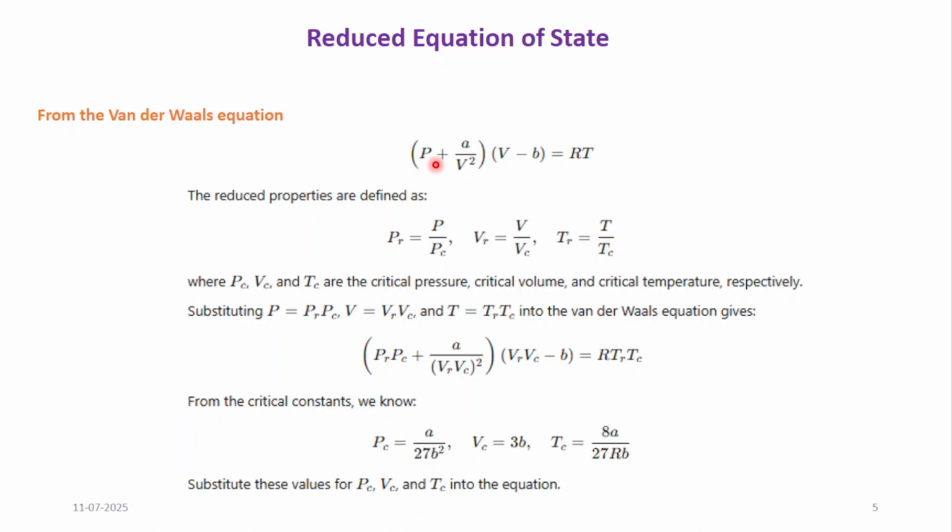Write this P as PR into PC, V as VR into VC, and T as TR into TC. So write the pressure, volume and temperature in terms of reduced quantities and critical constants. Now the equation will take the form like this.